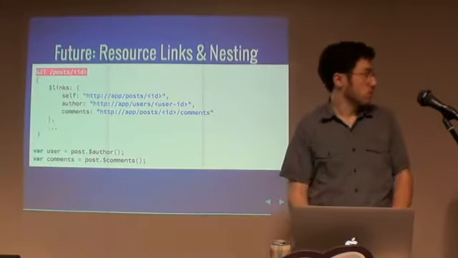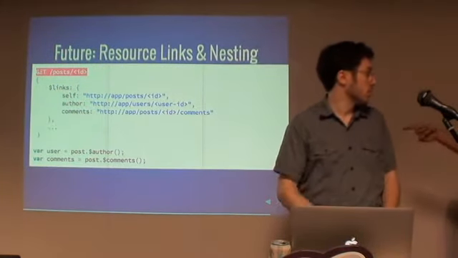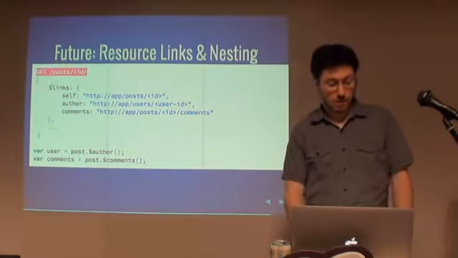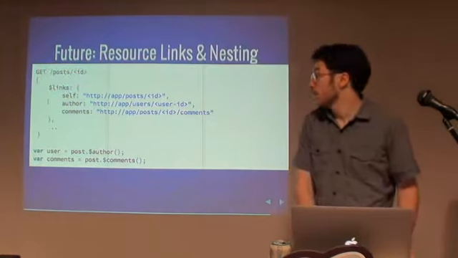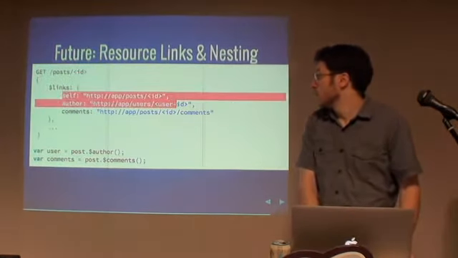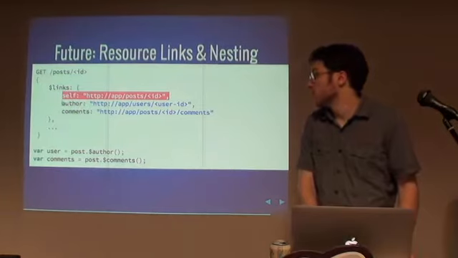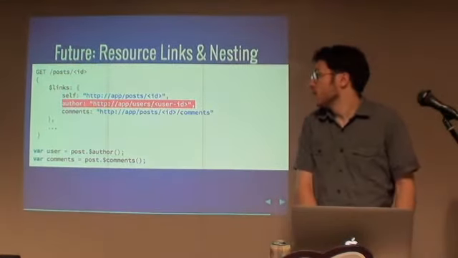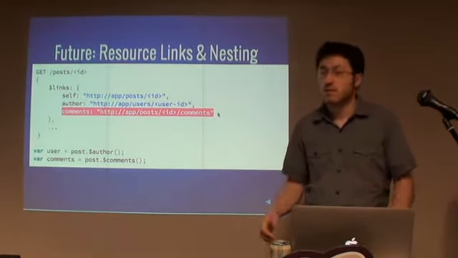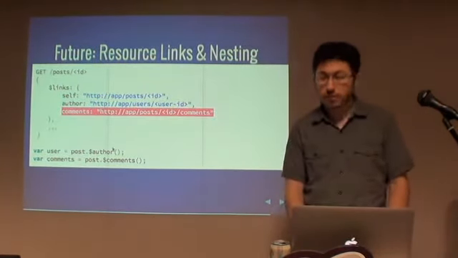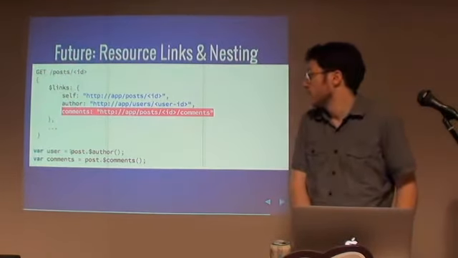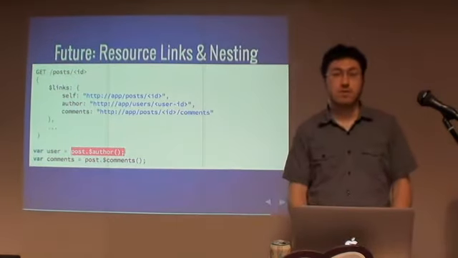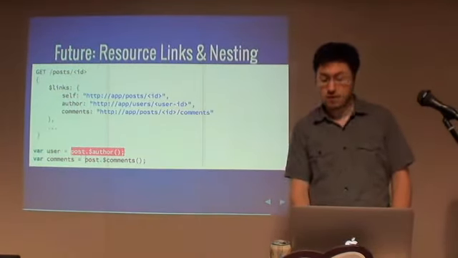So if you have a post, and this is the JSON for the post, like a blog post, it will contain a links object, and the post will have a link to itself. It will have a link to its author, and it will have a link to all of its comments.